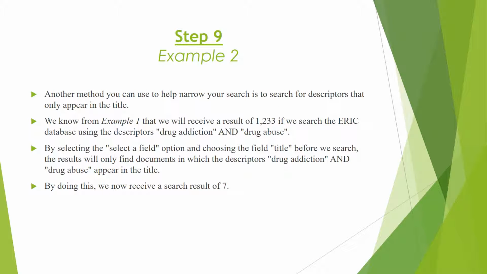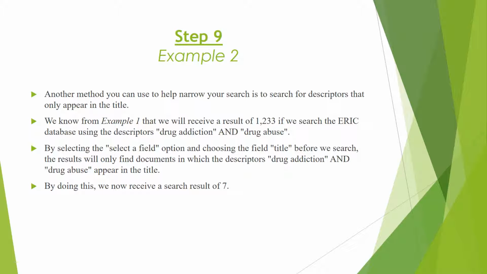Step 9, Example 2. Another method you can use to help narrow your search is to search for descriptors that only appear in the title. We know from example 1 that we will receive a result of 1,233 if we search the ERIC database using the descriptors drug addiction and drug abuse.